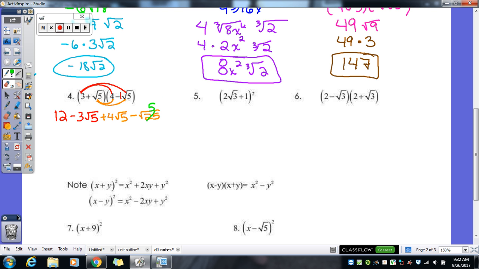So now combining my like terms, 12 minus 5 gives me a 7. Negative 3 plus 4 gives me a positive 1 radical 5. So that ends up being our final answer.